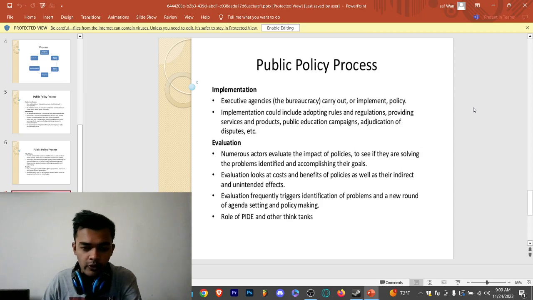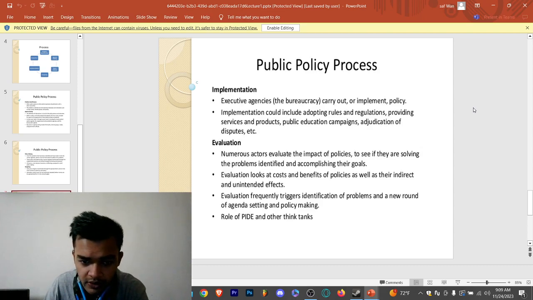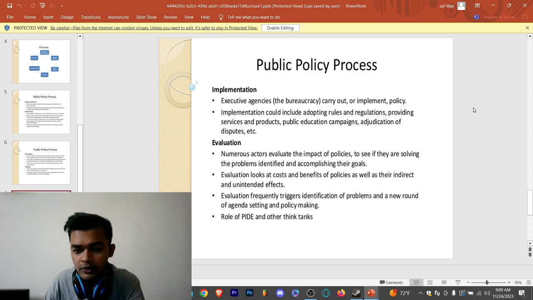And then we have evaluation. Numerous actors evaluate the impact of policies to see if they are solving the problems identified and accomplishing their goals. Evaluating looks at the costs and benefits of policies as well as their indirect and unintended effects. Evaluation frequently triggers identification of problems and new items around the agenda.